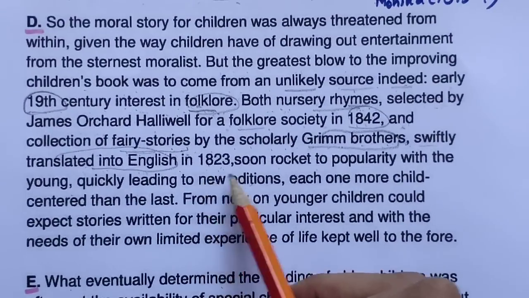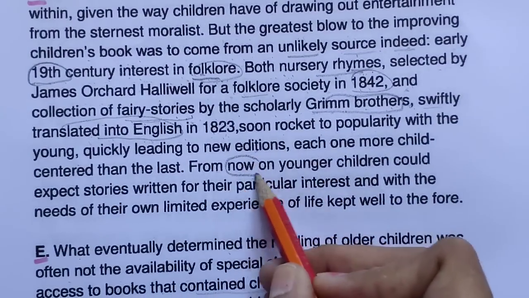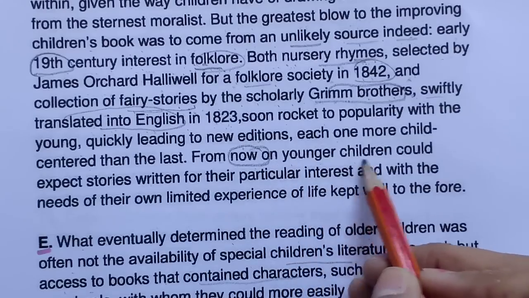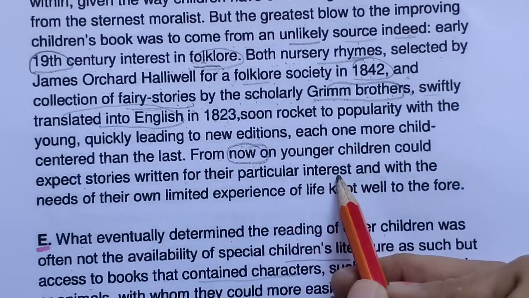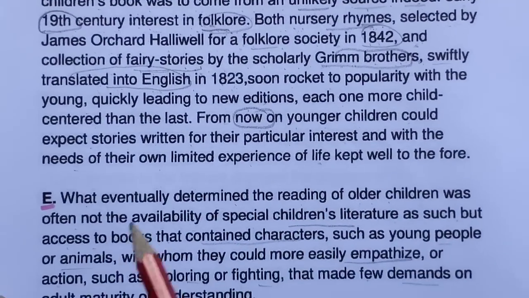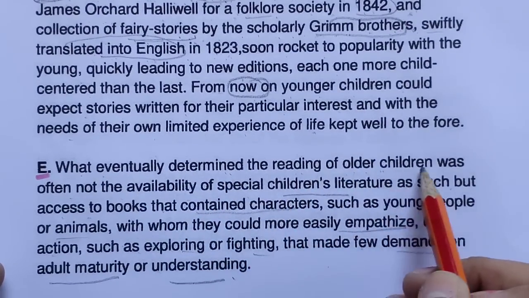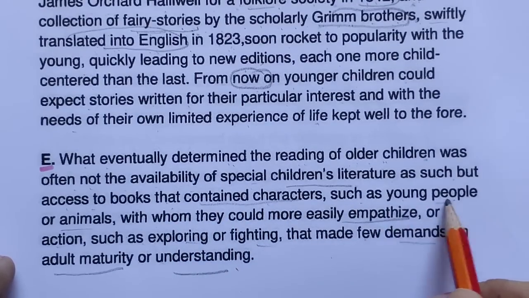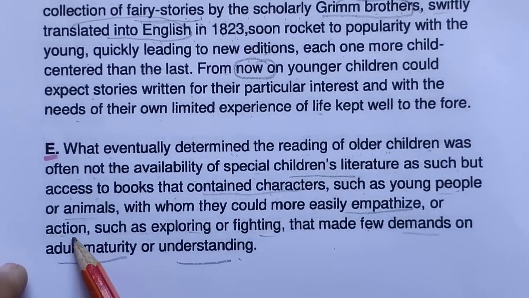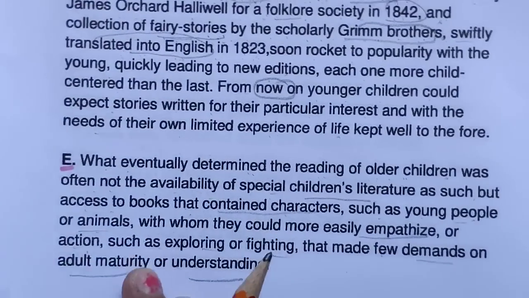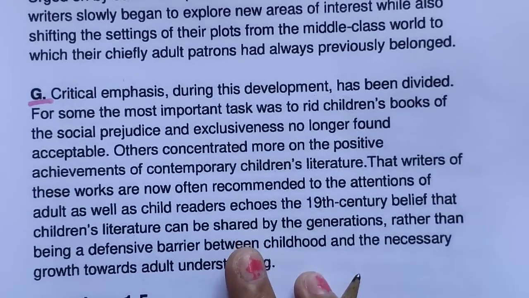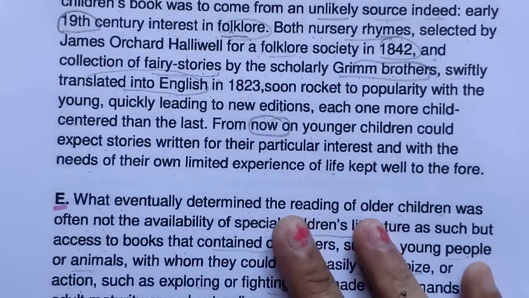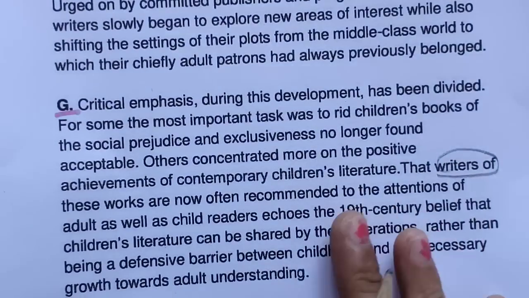Children, okay, from now, okay, leading to new editions, each one more centered. From now on, younger children could expect stories written for particular interest and with the needs of their own limited. What eventually determined the reading of older children was often not literature as such, access to books that contain characters such as young people or whom they emphasize, or action. No, another paragraph is left or not? Just a minute. Yes, see this last paragraph, here writers. That's why I was just looking why they are not using here. I was reading only E paragraph and G paragraph is also there.